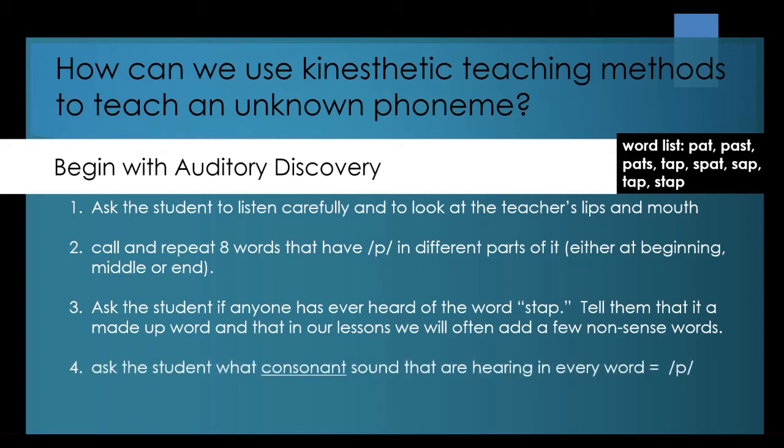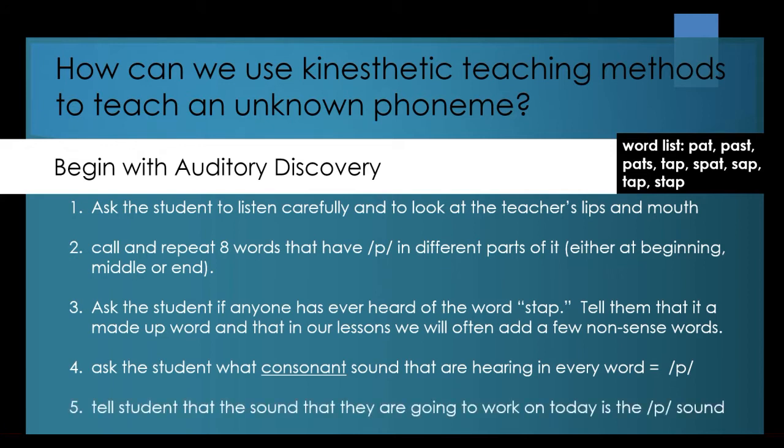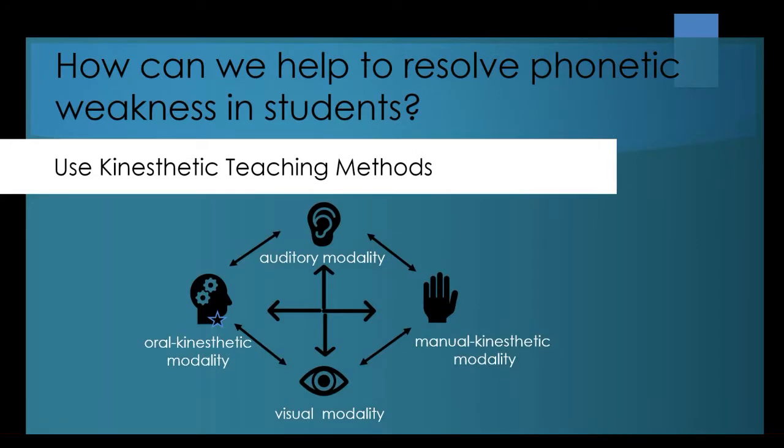We'll ask the student what consonant sound they are hearing in every word. Pat, past, pats. And hopefully they'll tell us P. Then after they identify it, we'll say yes, and we'll say the sound that we're going to work on in today's lesson is P. That's all there is to it. So you have done the auditory kinesthetic method there. This one's covered. We just did it.